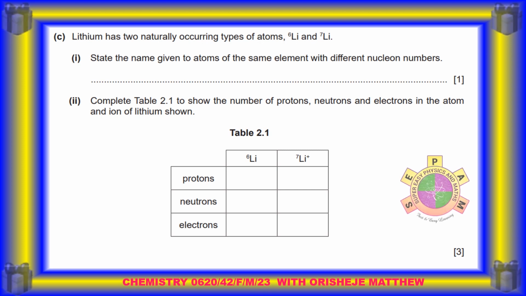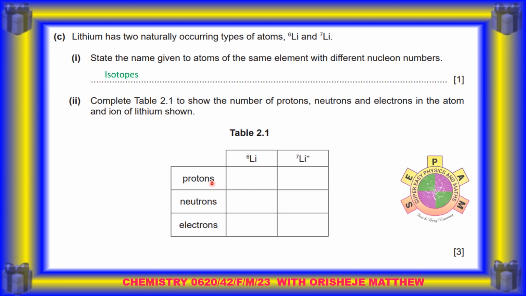Now, lithium has two naturally occurring types of atom, that is lithium-6 and lithium-7. State the name given to atoms of the same element with different nucleon number, that is isotopes. So they are isotopes. Now, table 2.1, this is the table, showing the number of protons, neutrons, electrons in an atom and an ion of lithium. So this one is ionic, this one is neutral.